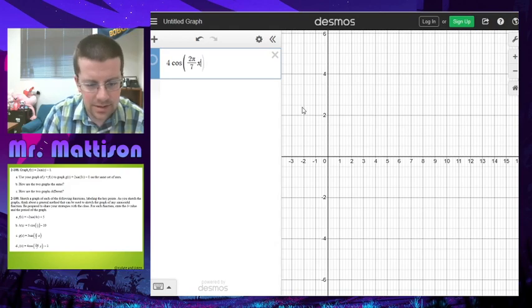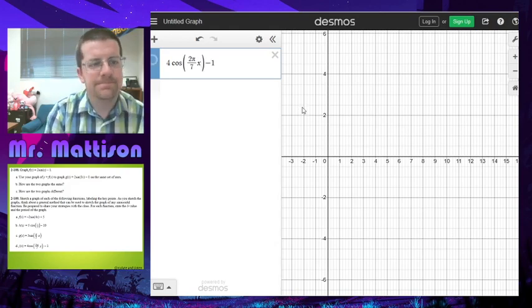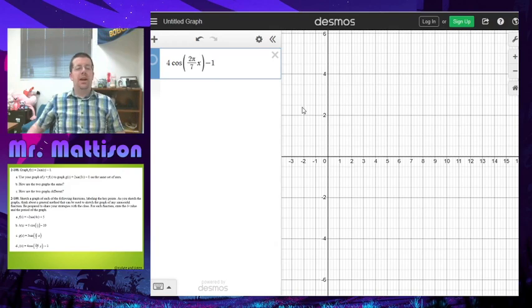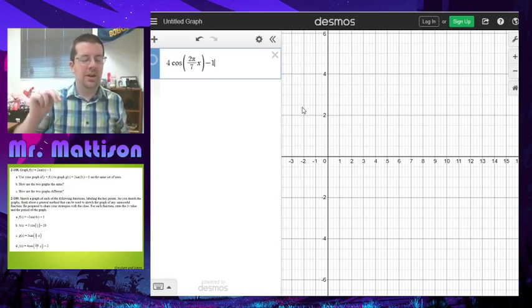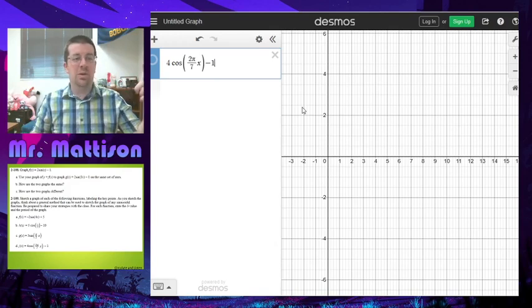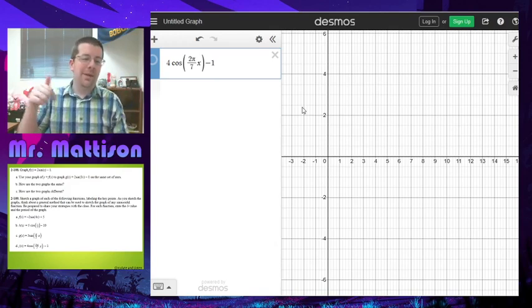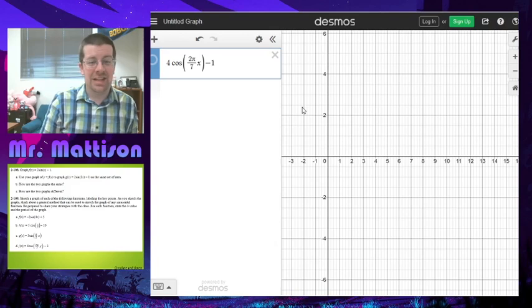x minus 1. Okay, so if I do 2 pi over 7, right, 2 pi divided by 2 pi over 7, the 2 pi's cancel, so I have 1 over 1/7. So multiply by the reciprocal, and I should just have a period of 7.